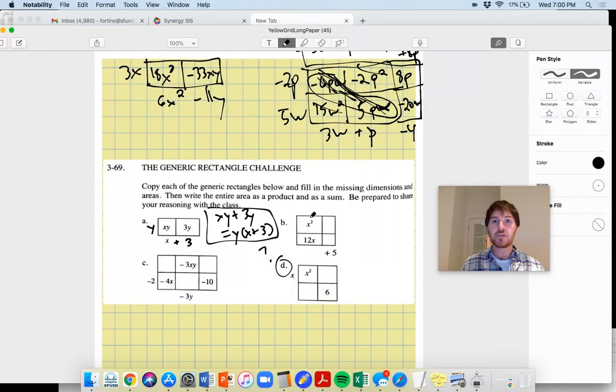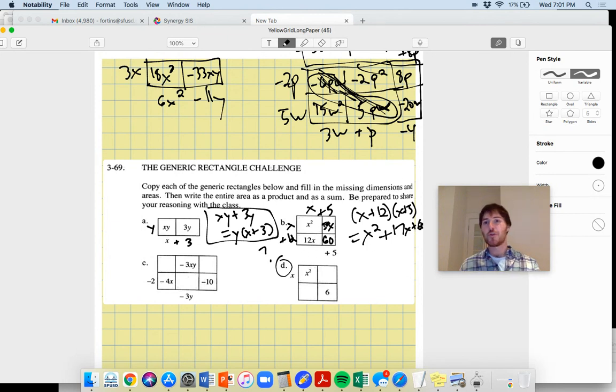Check this one out here. This is x squared up top. This has to be x. That has to be x. Here's my 12x, so x plus 12. And then this is a 5 over here, so x plus 5 over here. And this will be 5x. 12 times 5, 60. And we're good to go. So we're going to get x plus 12 times x plus 5 equals x squared plus 17x plus 60.